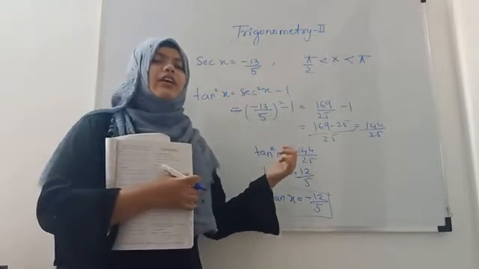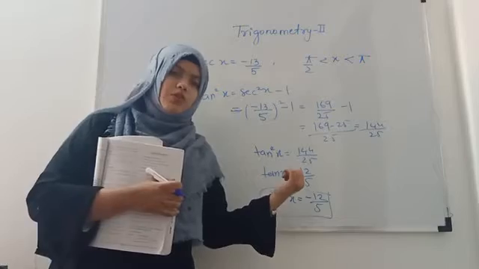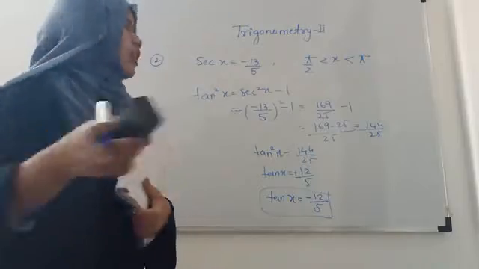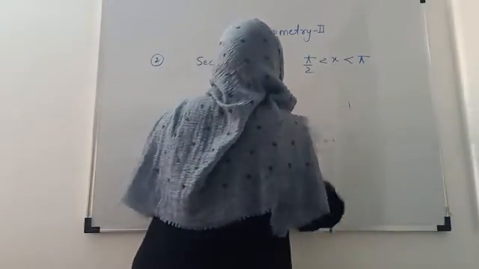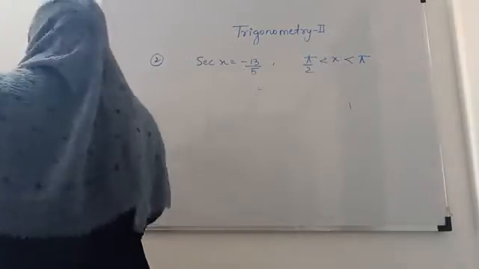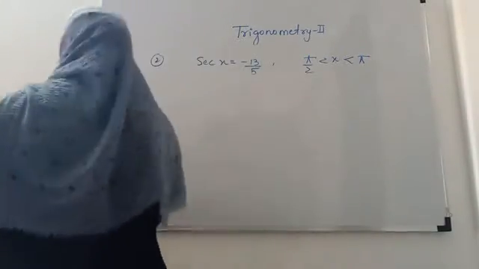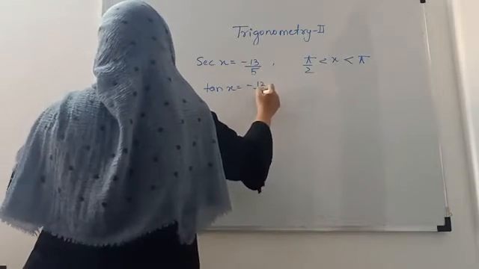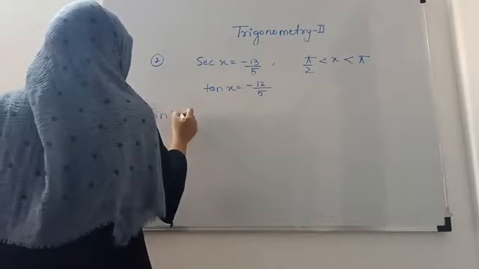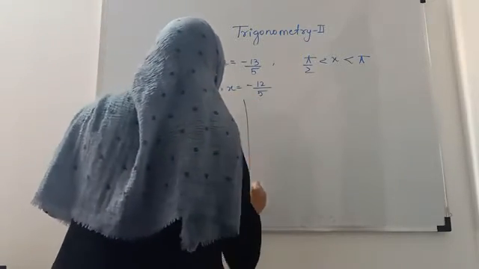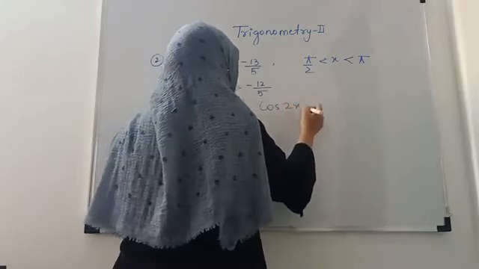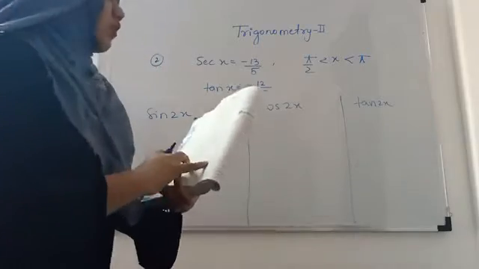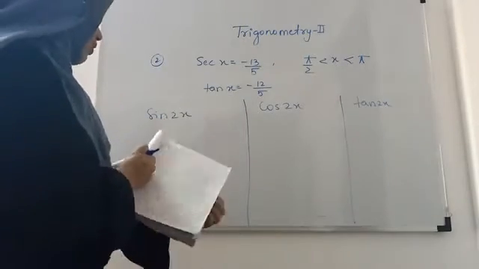How? Because we have the formula of sin 2x in terms of tan, and we have the formula of cos 2x in terms of tan, that we will use. Okay, so we will use that formula. So here we have got tan x as minus 12 upon 5. First of all we have to find sin 2x, then we have to find cos 2x and then tan 2x.